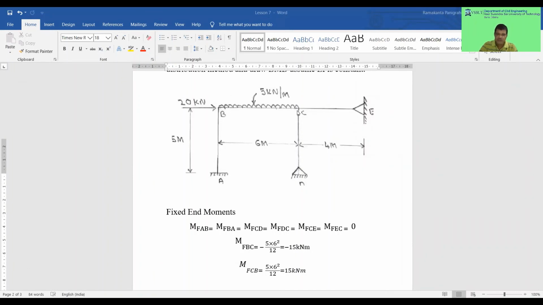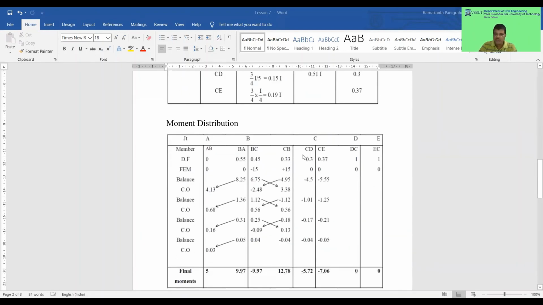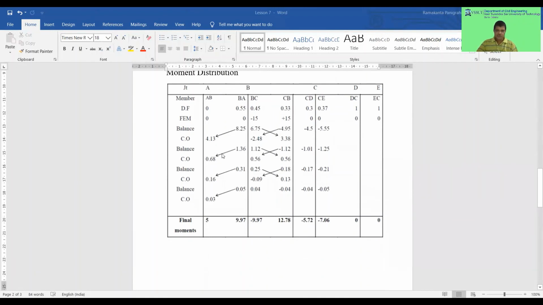From CD, no moment will come to D. From C, no moment will come to E, because they are already hinged, so they will not carry any moment. So there is no carryover to DC and EC, because they are hinged. They already have zero moments, so you cannot carry anything there. So now I think once you understand these balance and carryover concepts, then you have to go on doing cycle after cycle.